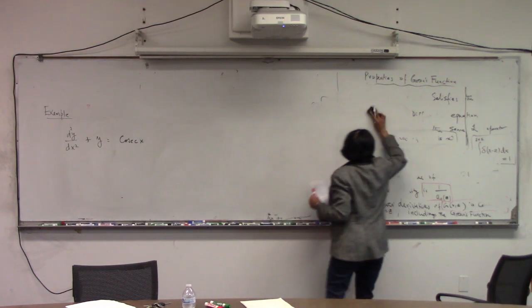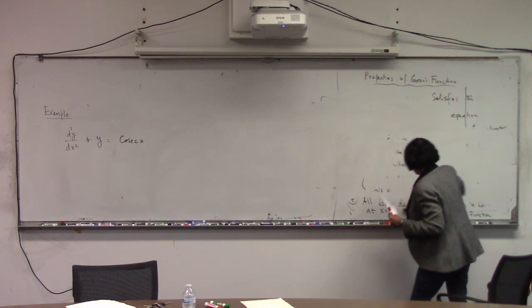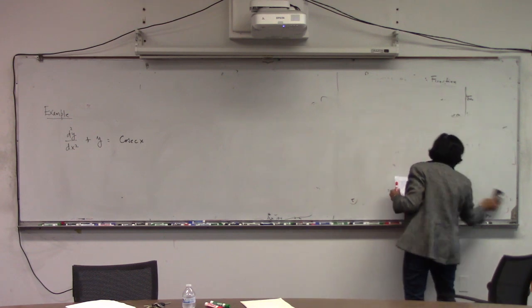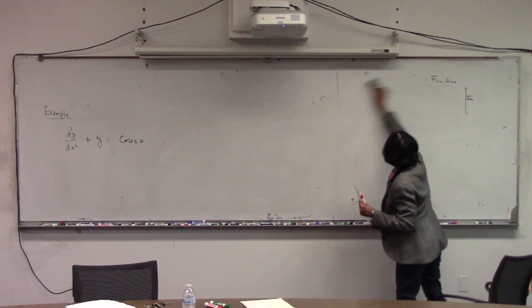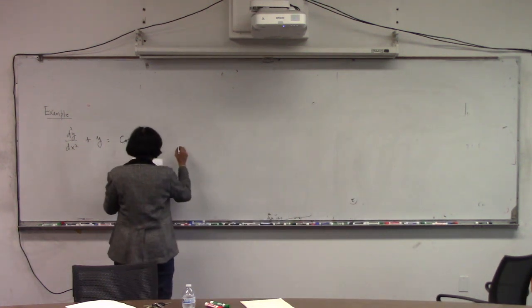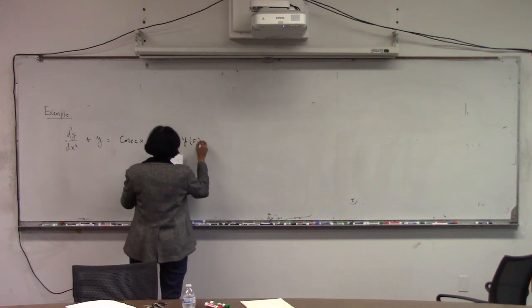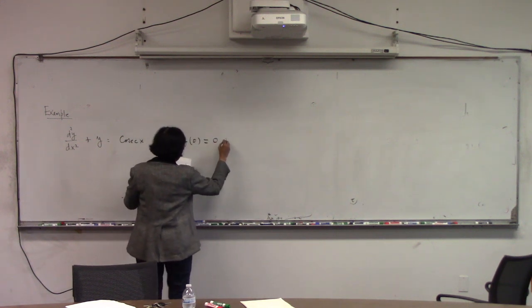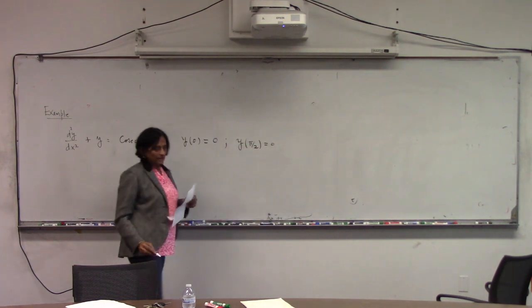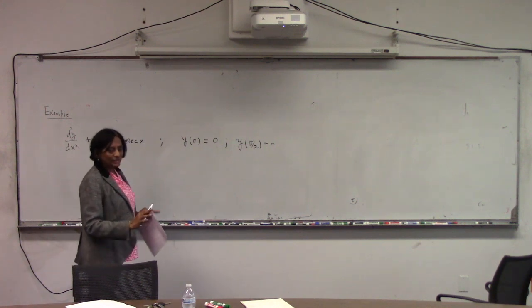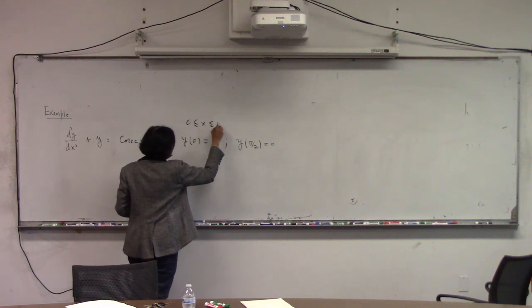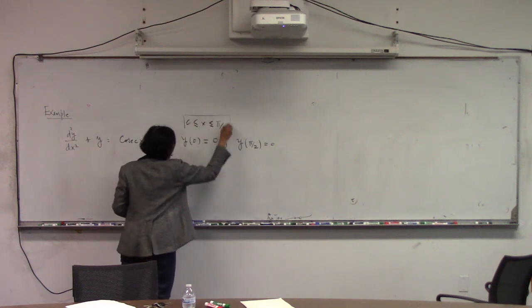So what is the L operator here? All right. And we are solving this subject to the boundary conditions: y at x equal to 0 is 0 and y at x equal to pi over 2 is 0. If this is given, you automatically know the regime in which you are trying to solve is 0 less than x less than pi over 2. Okay, so that is your lower and upper limit.